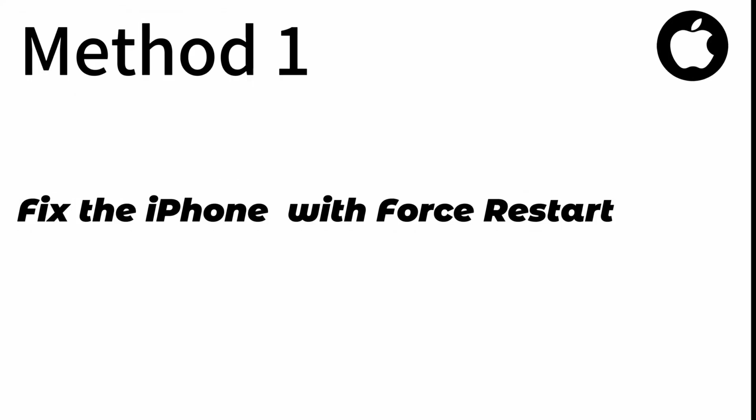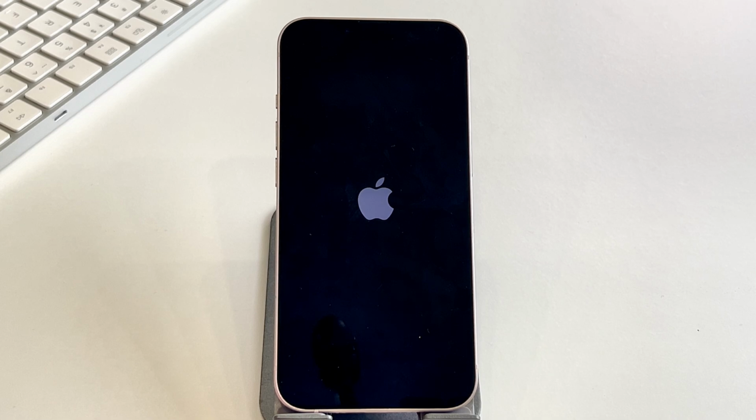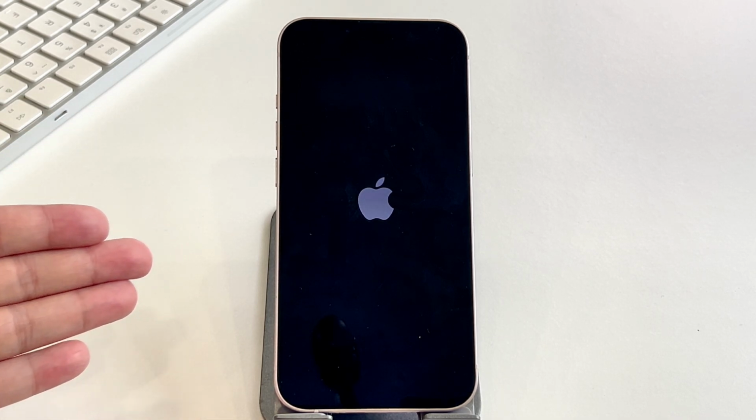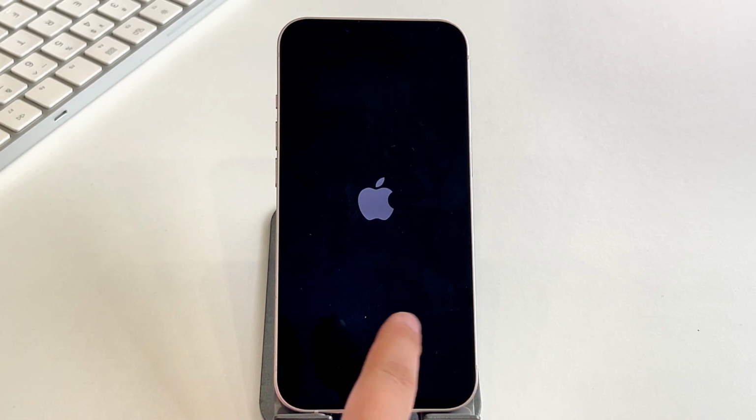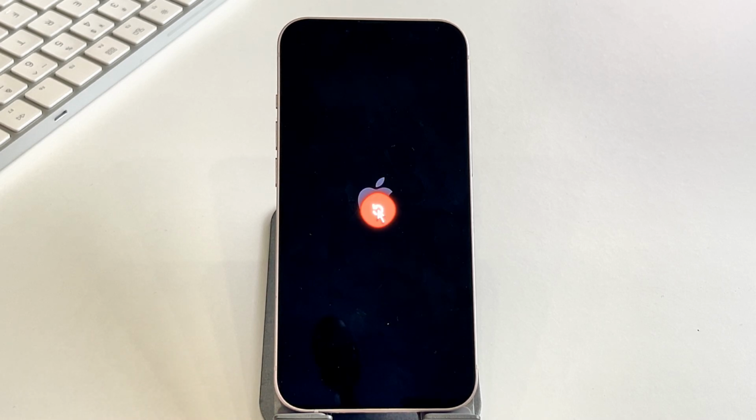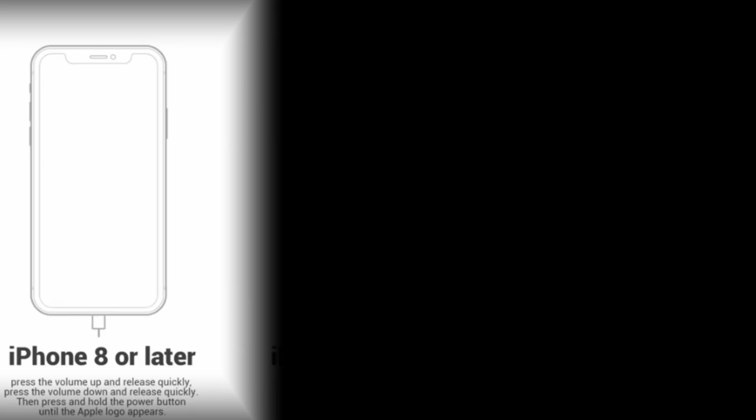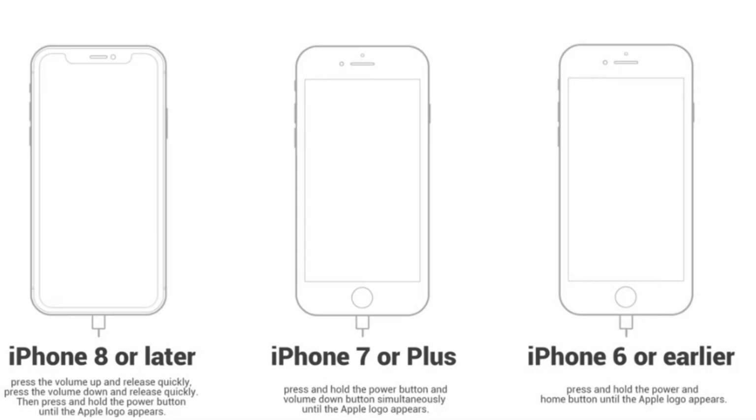Method 1, fix the iPhone with force restart. When your iPhone keeps showing the Apple logo and turning off, you can't restart the phone as you would normally. Therefore, you can try to force restart your device to get out of this issue. But the way to restart the iPhone varies between phone models.